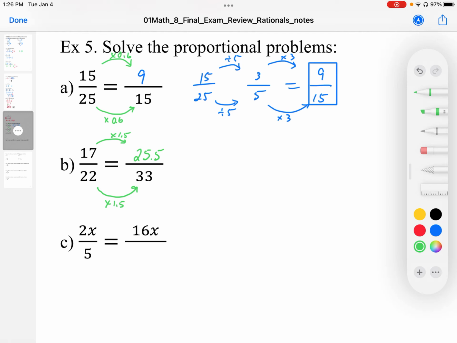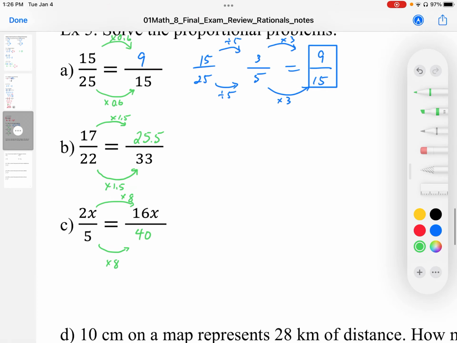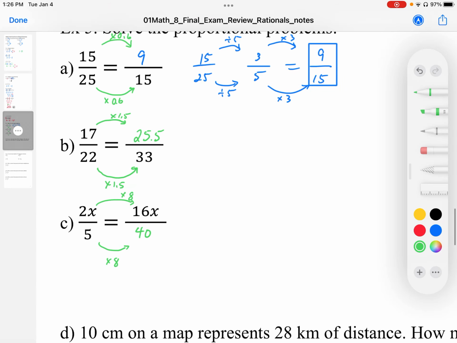For this one, if I want to find my multiplier, I do 16x divided by 2x. Well, the x's cancel out, and I just end up with a times by 8. So I can just use that times by 8. And so 16x over 40 is equivalent to 2x over 5. I've solved that proportion. Again, I'm just dividing to find my multiplier, and then using that multiplier to solve the proportion.